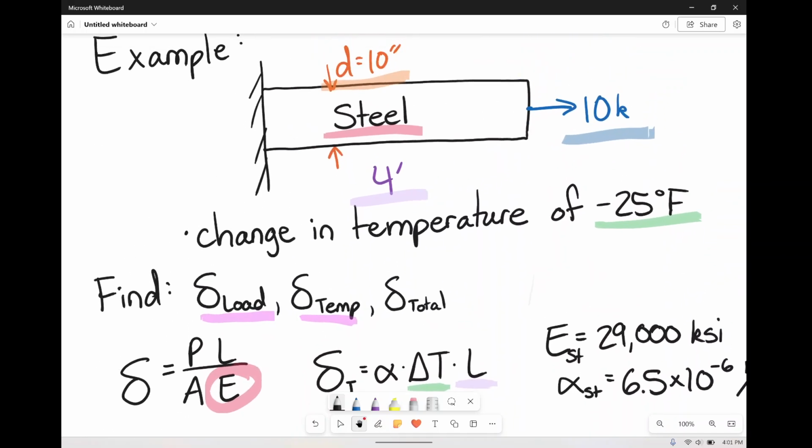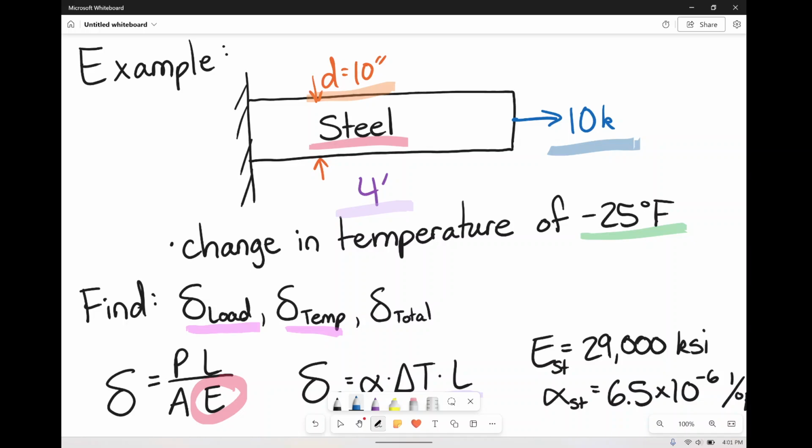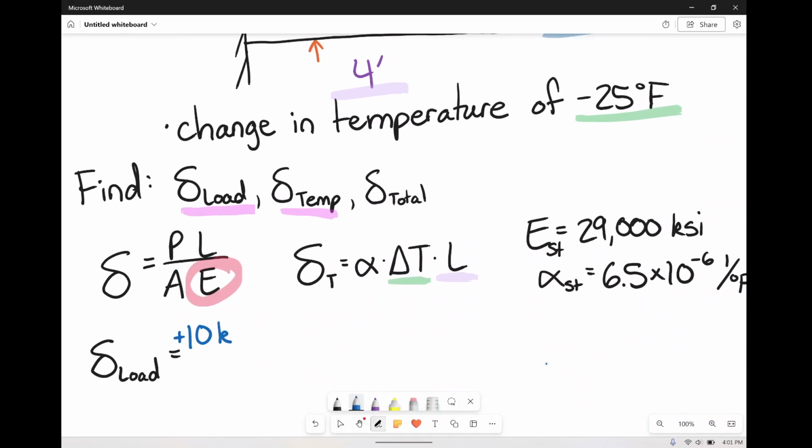So load, again, P. P was 10 kips. Is it positive or negative? This is pulling. Pulling is going to be putting our bar into tension, and tension is going to be positive, so this is a positive 10 kips. Times the length. The length we have 4 feet. Now, we never actually do area or modulus of elasticity in terms of feet, and nobody wants deformation in terms of feet either. So make sure you're converting out of feet back into inches.